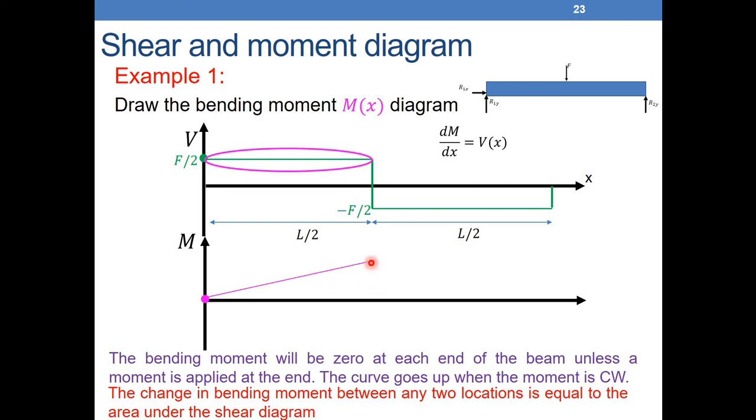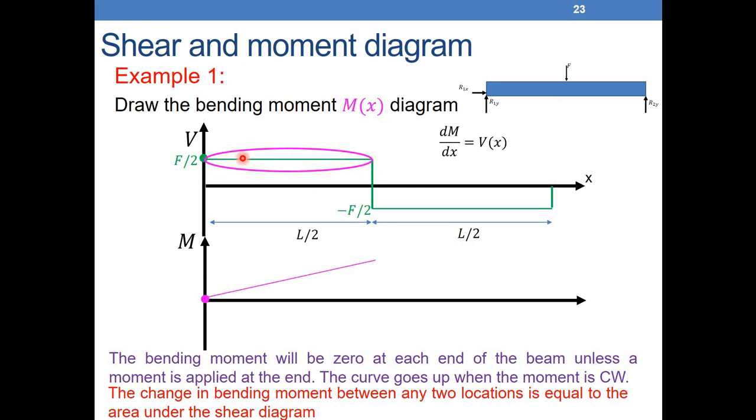To find the point here, we draw a line, but we don't know the exact value here. To find the exact value, we need to find the area under the shear diagram between this point and this point. What is the area under the shear diagram? It's the area of this rectangle. What's the area of this rectangle?